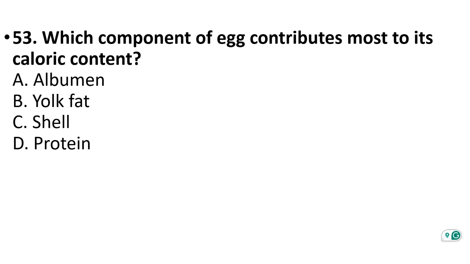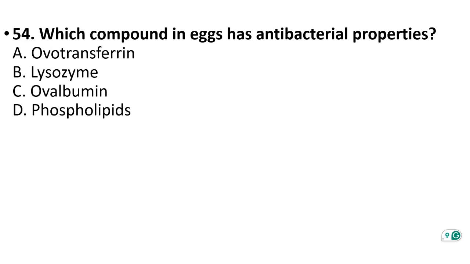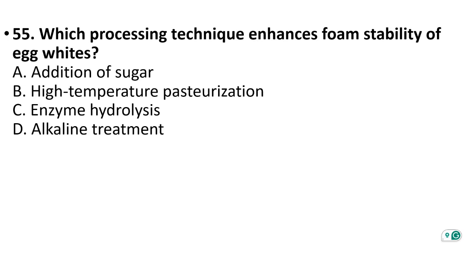53. Which component of egg contributes most to its caloric content? Albumin, yolk fat, shell protein. Your answer is option B. Yolk fat. 54. Which compound in eggs has antibacterial properties? Ovotransferrin, lysozyme, ovalbumin, phospholipids. Your answer is option B. Lysozyme.